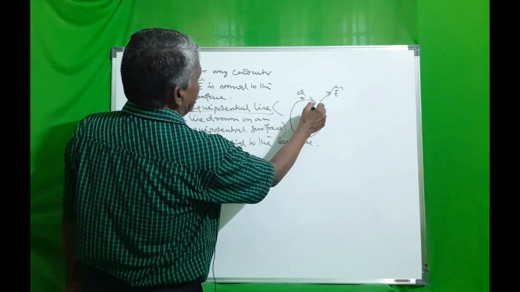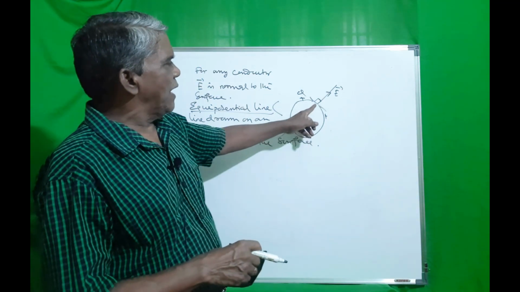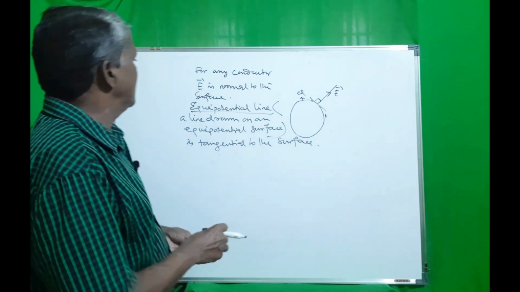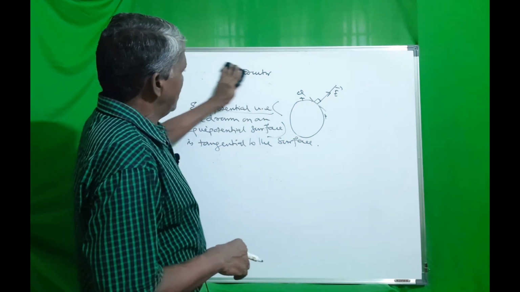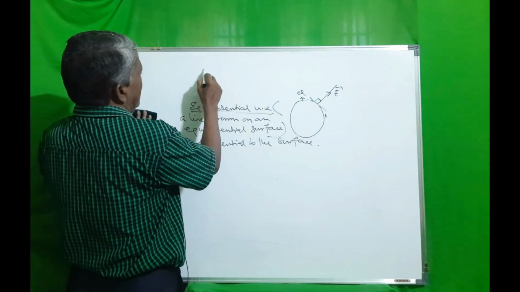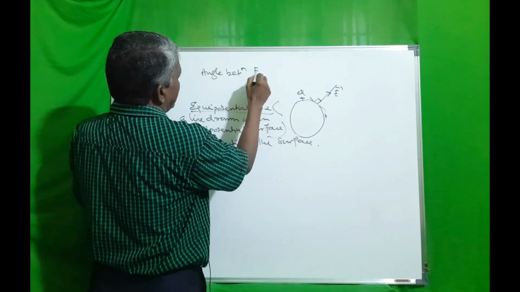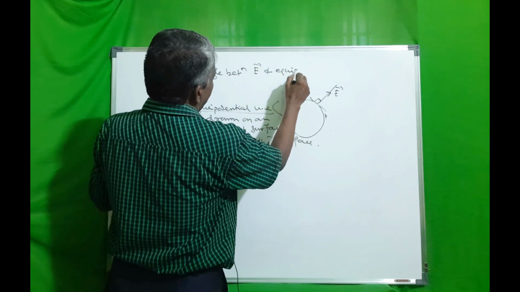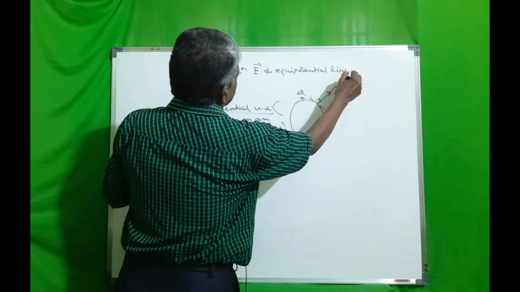Thus the angle between electric field lines and equipotential line is 90 degree. The angle between electric field and equipotential line is 90 degree.